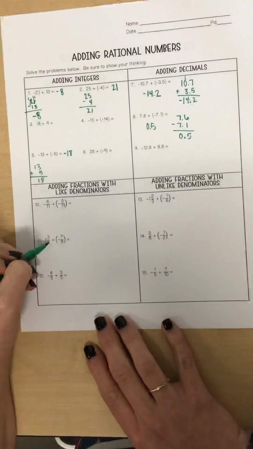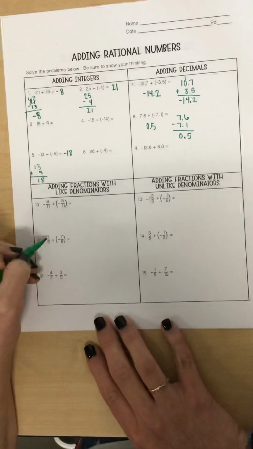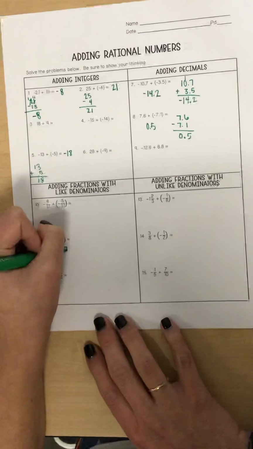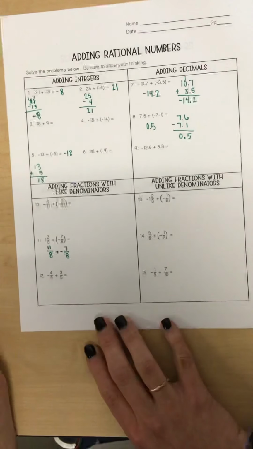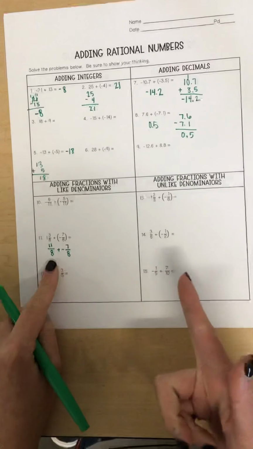You take the whole number and you multiply it by the denominator. So 1 times 8 is 8, and then you add 3. You add the numerator. So 1 times 8 is 8. 8 plus 3 is 11. So I have 11 eighths plus negative 7 eighths. Now, I need to look at these fractions. I have a common denominator, so I'm good to go.